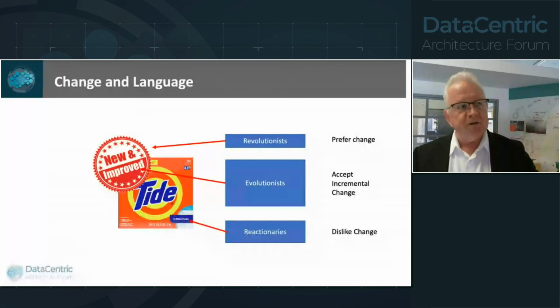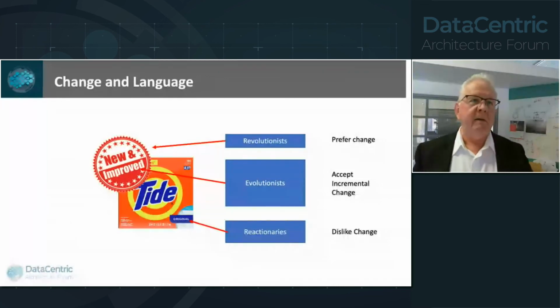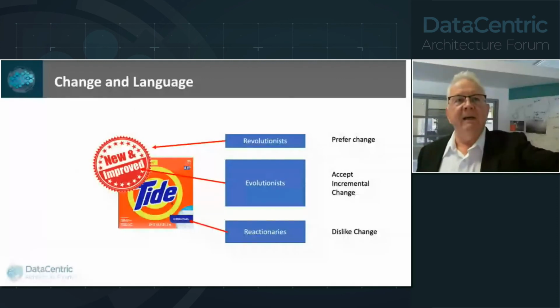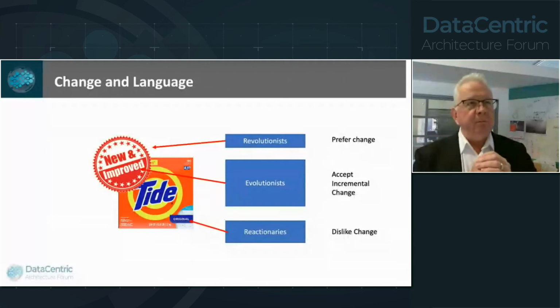Madison Avenue knows this intuitively without actually knowing it. They've been doing this forever. They say that something is new and improved Tide, which is kind of nonsensical. Is it new or is it improved? It's one or the other. But what's interesting, the revolutionists see new, the evolutionists see improved, and the reactionaries just see that it's a good old original Tide. And you can put out messages like that, and each of the other groups won't even hear what the other message is.